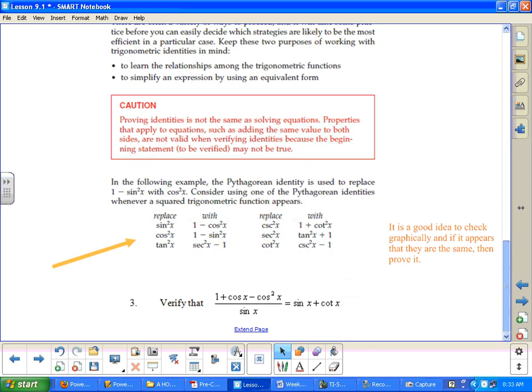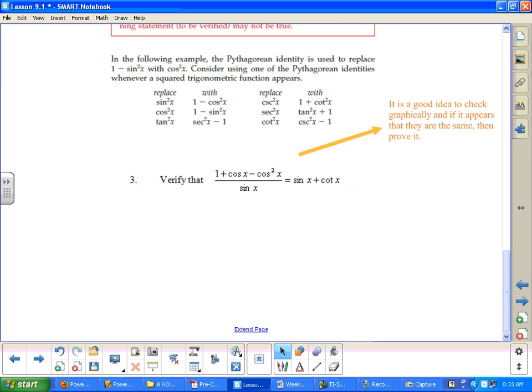Here's a reminder of some of the Pythagorean identities and things we'll do with them. But note here, it's a good idea to check graphically. If it appears they're the same, then prove it. All right, so let's do number 3 here. Now, this one we already did, in our previous example. And so graphically we said, okay, these do look the same, so now we're going to prove that they are.